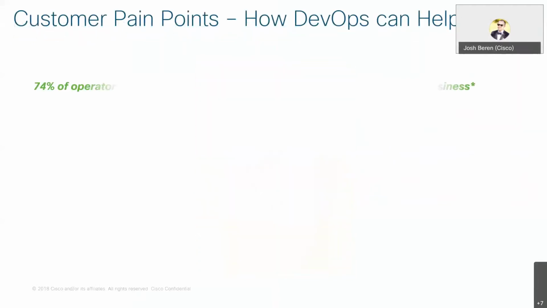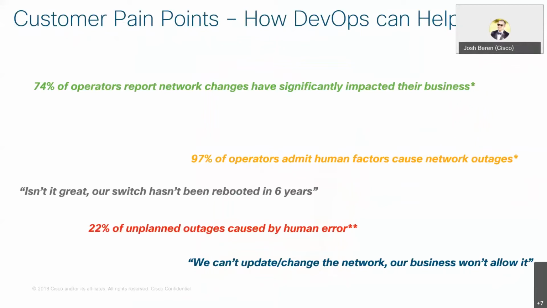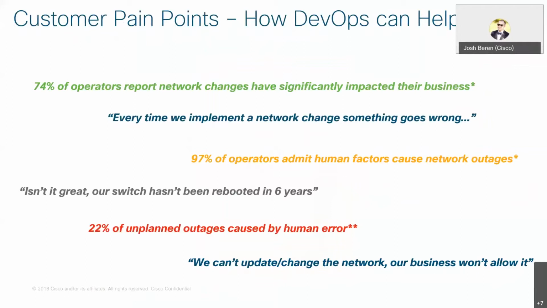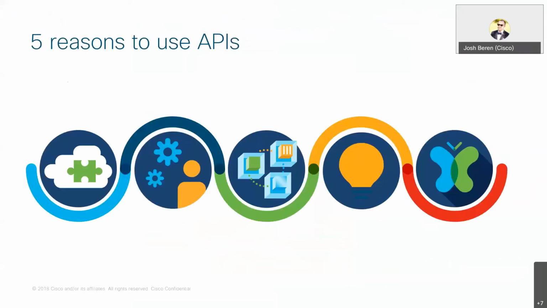So here's a few of the pain points that we see when we talk with our customers. You know, every time we implement a network change, something goes wrong. Well, 74% of operators report that network changes have impacted their business, and 97% of operators admit human factors cause network outages. So we know that the biggest hiccup in our systems tend to be ourselves. So how can we find ways to not just be able to make changes on our network more frequently, but be able to do it frequently without any adverse impacts? So I'm just going to quickly go through these.